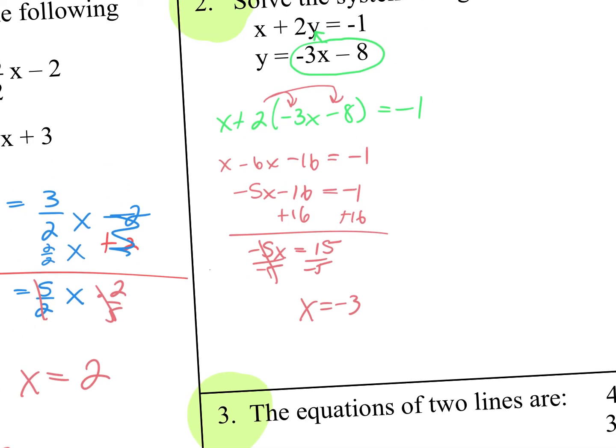Good. Very good. So now that we know what x equals, how do we figure out what y equals? Plug it back in. I'm going to plug it into what? The second one? That's fine. It doesn't matter. You can do either one. So y equals negative 3 times negative 3, minus 8. What's negative 3 times negative 3? 9. And 9 minus 8 is? 1. So y equals 1. How do I want the answer written? Negative 3, comma 1.